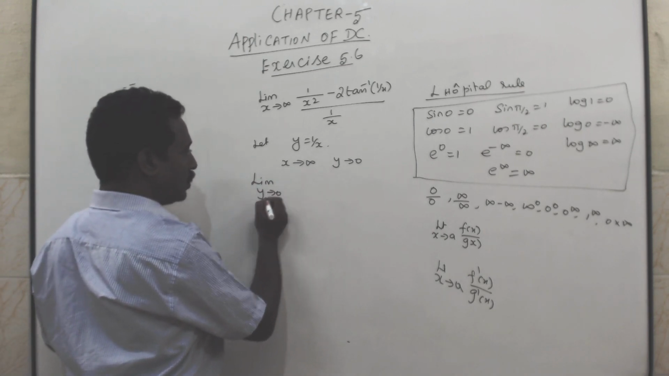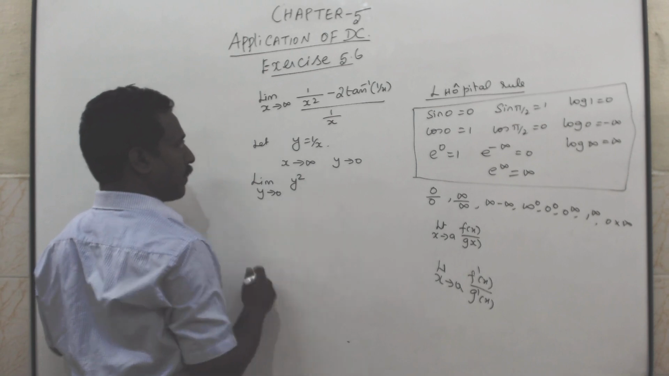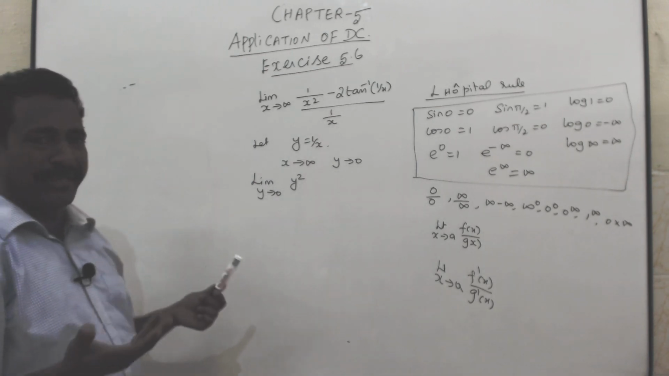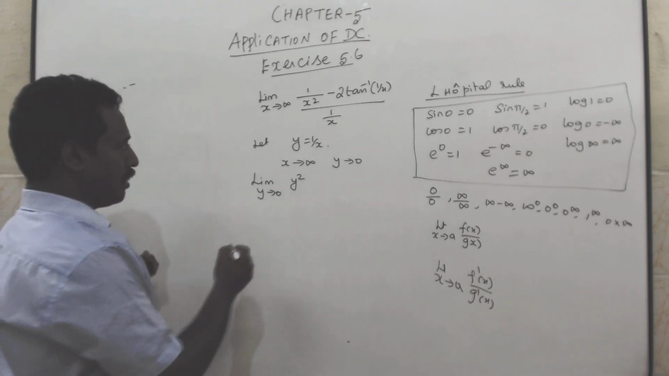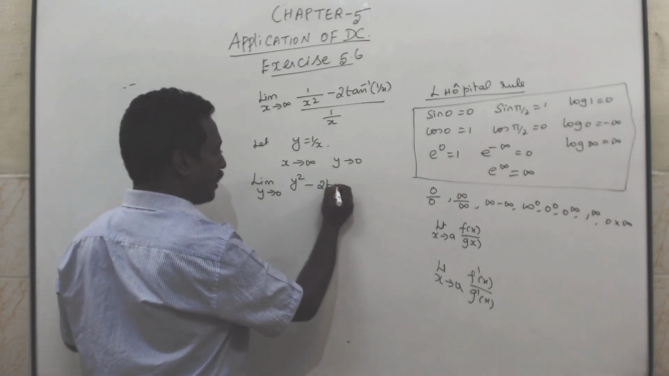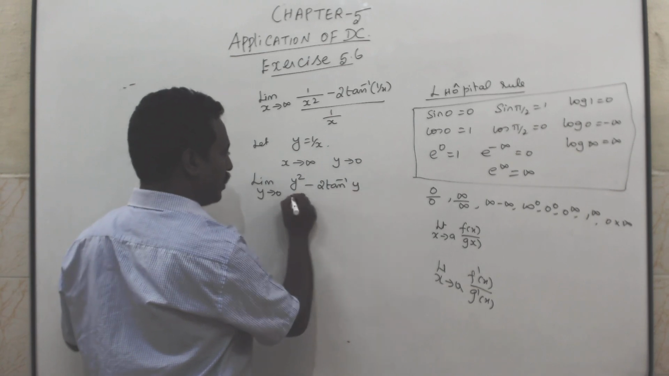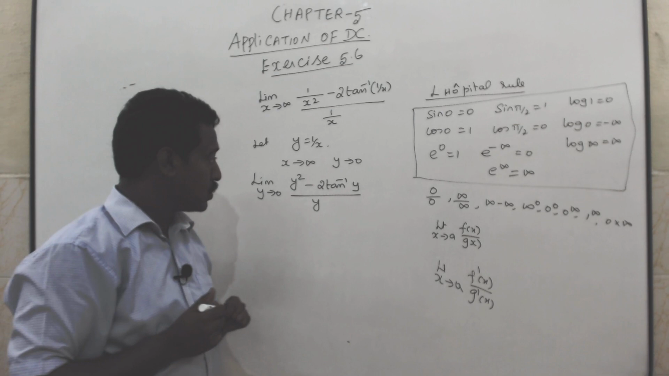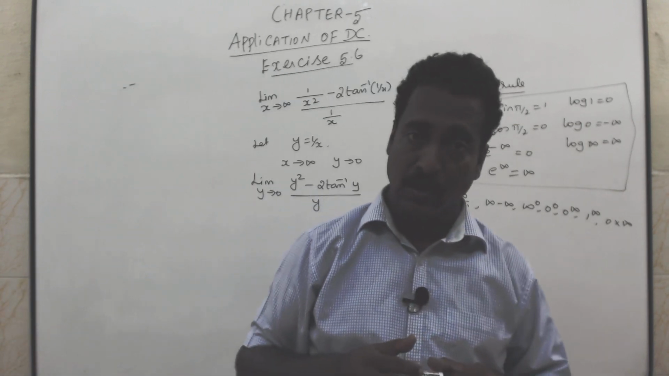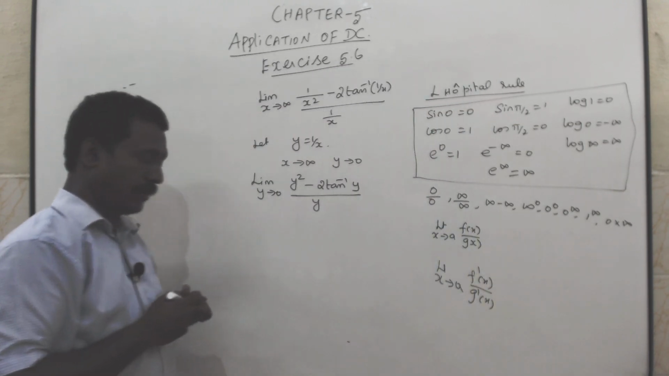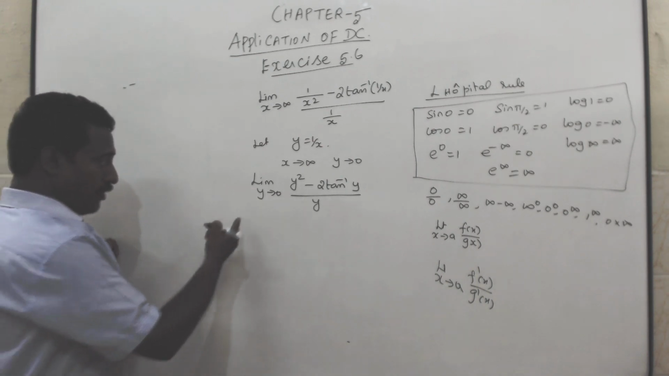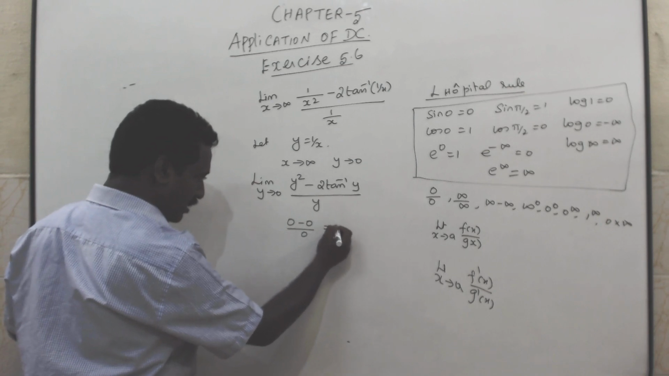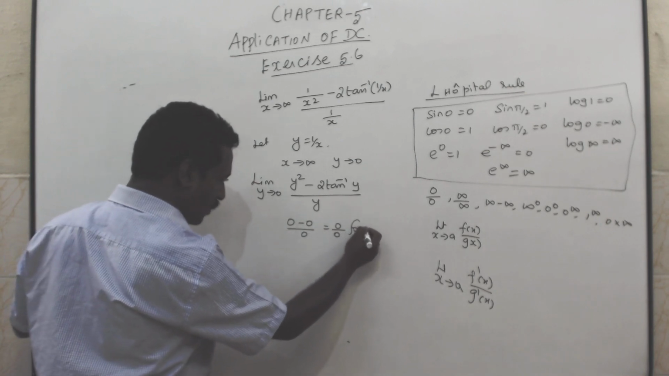Limit y tends to 0, y square, because 1 by x is y, so 1 by x square equal to y square. Suppose 2 by x means 2y, minus 2 tan inverse of y divided by y. When we substitute y equal to 0, we get 0 minus 0 by 0, that is 0 by 0 form.